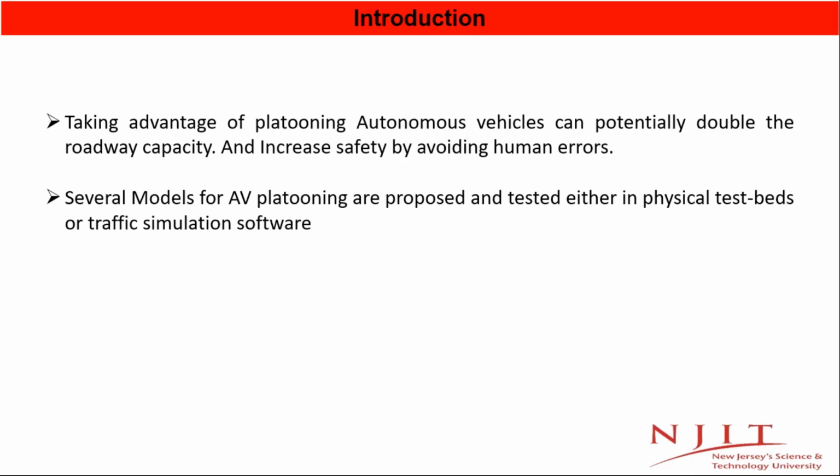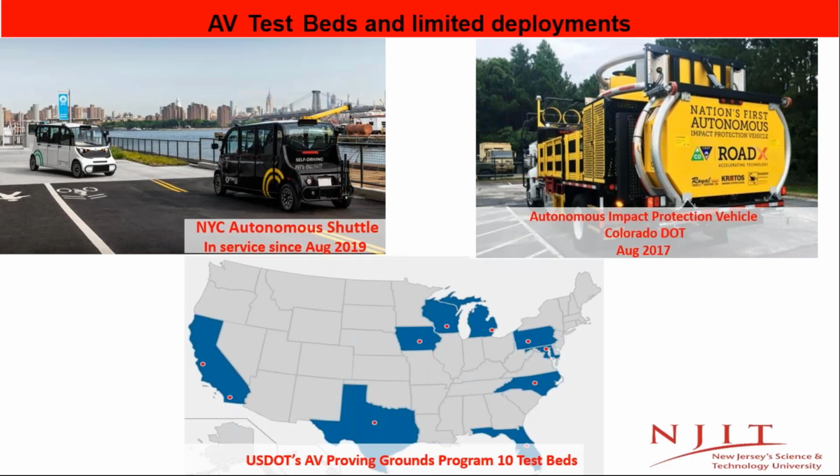Taking advantage of platooning autonomous vehicles can potentially double the roadway capacity. It also could increase safety by avoiding human errors. That's why this topic is getting lots of attention from researchers. Several models for AV platooning are proposed and tested either in physical testbeds or traffic simulation software.